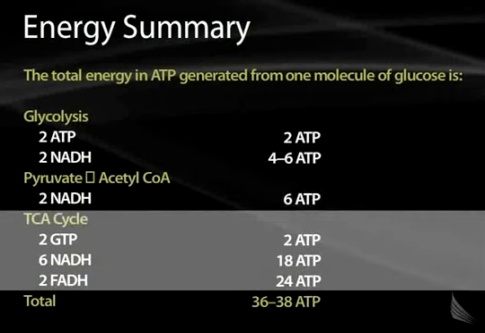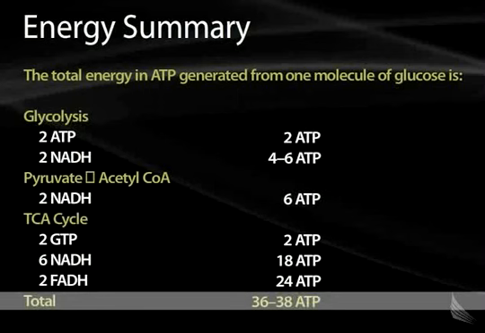Now, in the TCA cycle, we produce 2 GTPs, which is the equivalent of 2 ATPs. We produce 6 NADHs, because we turn the cycle twice for each molecule of glucose. And those 6 NADHs are converted in the electron transport chain to 18 molecules of ATP. We produce 2 molecules of FADH2, which results in the production of 4 molecules of ATP. So if you add all those things together, the total ATP production from 1 molecule of glucose is 36 to 38 molecules of ATP. This concludes the section on oxidative phosphorylation.